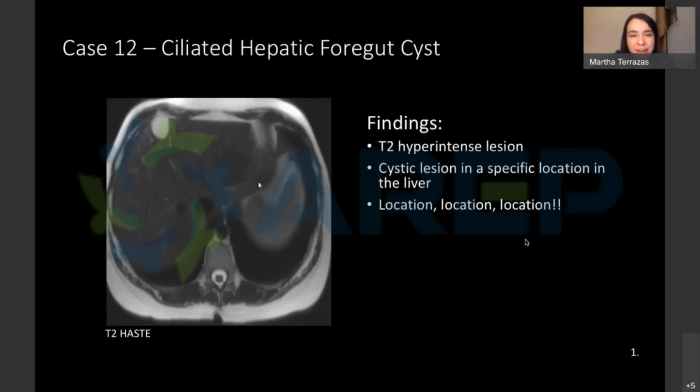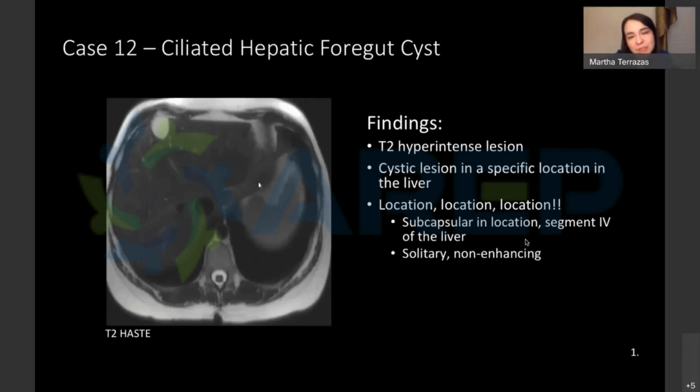My fellowship director and our section head here at the University of New Mexico love to show this. They love to show this to residents, trainees, medical students, because you see it and you say it's a cyst, and it has all the imaging features, right? It's a T2 hyperintense non-enhancing lesion. But this one's a little bit different because it's subcapsular in location, and it's in hepatic segment 4 of the liver. It's solitary, non-enhancing, and these are benign like a cyst, but they have a small malignant potential.